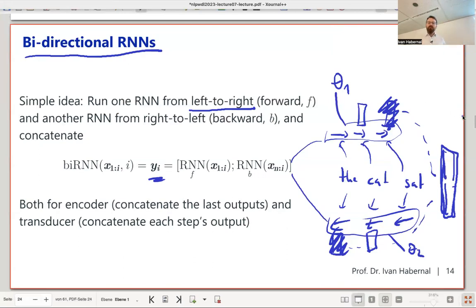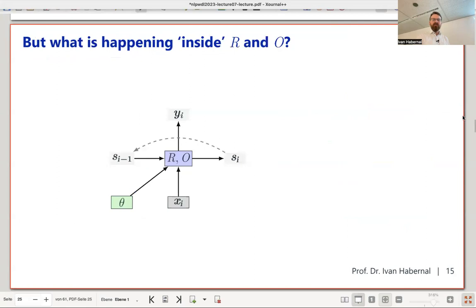All right, so let's continue. This is it, bidirectional RNNs. And okay, as I said, the question is really, we haven't talked about these R and O. So what's happening in there?